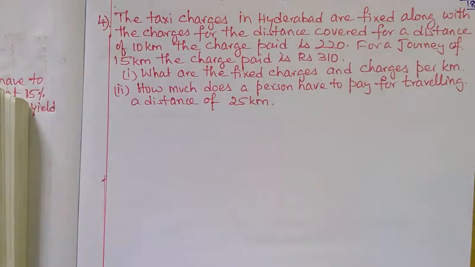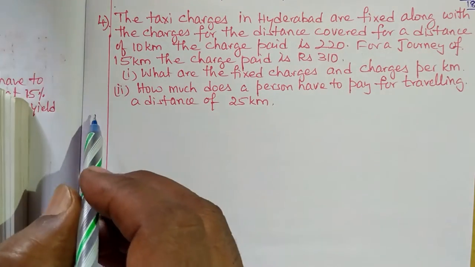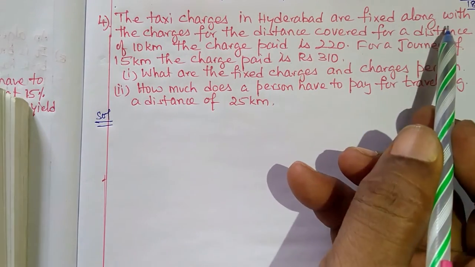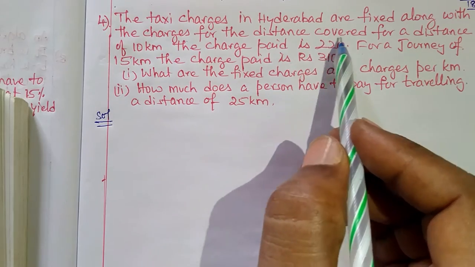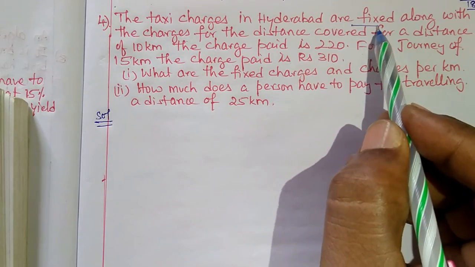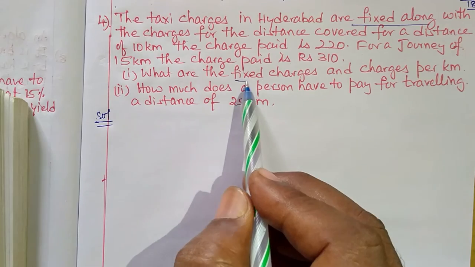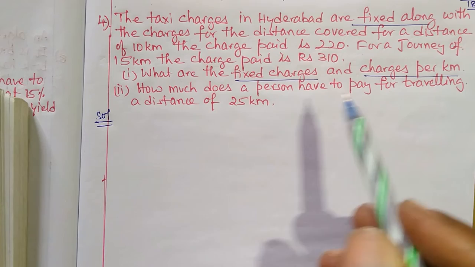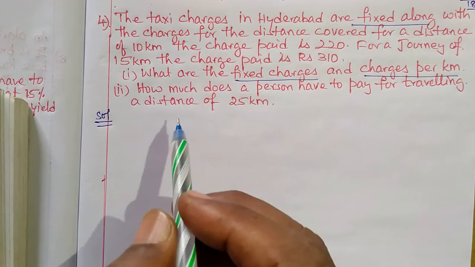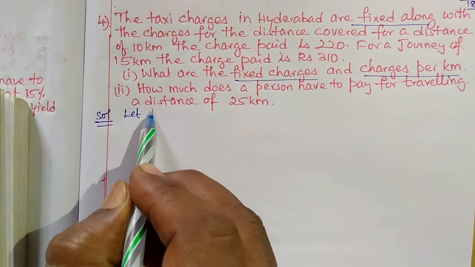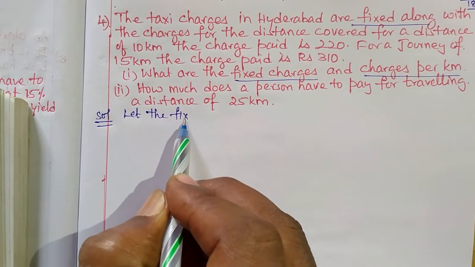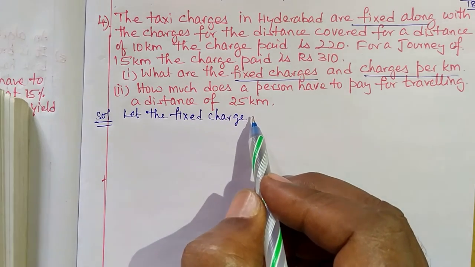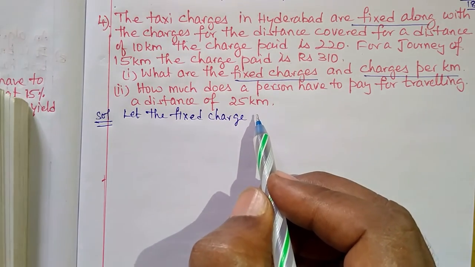Now let us solve it. How to find the solution? I have written the question for you here. The taxi charges in Hyderabad are fixed along with the charges for a distance covered. So what is the fixed charge we have to calculate here, and what is the charge per kilometer? What I will do is, let the fixed charge be X. We know that when we board an auto for a minimum distance also they will charge certain money.